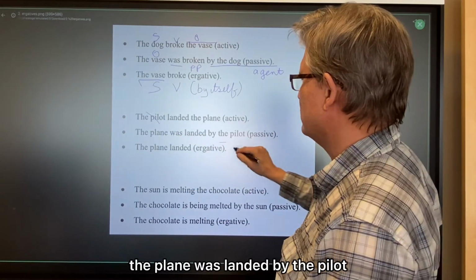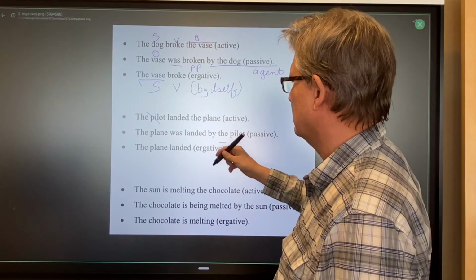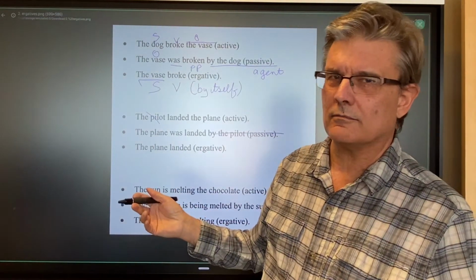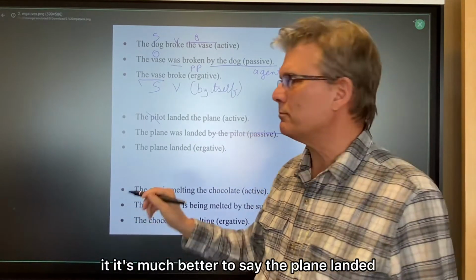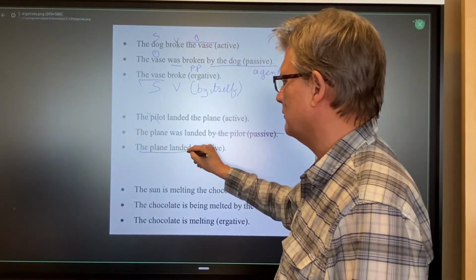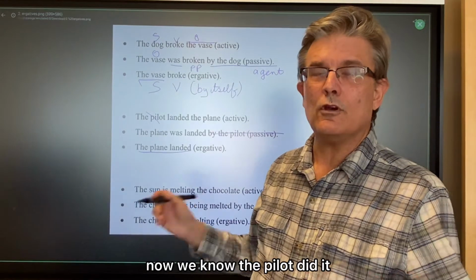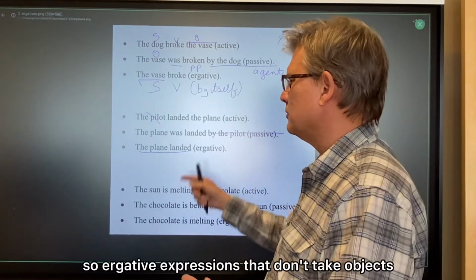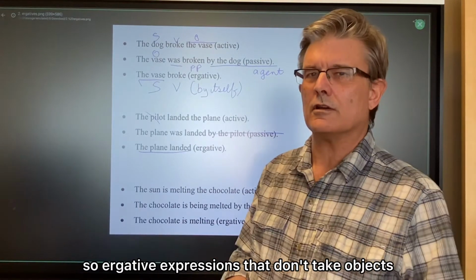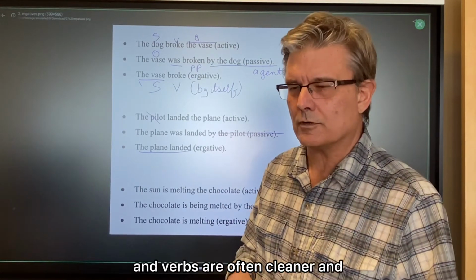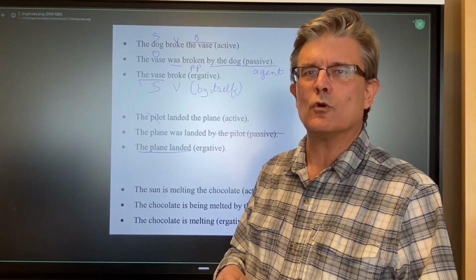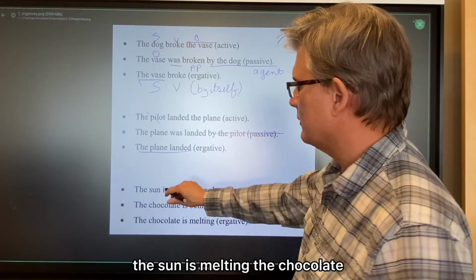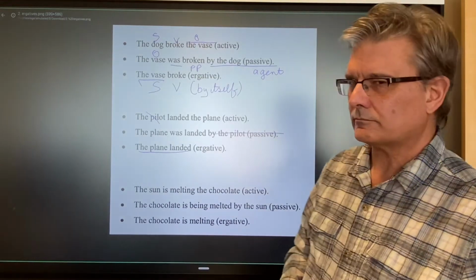The plane was landed by the pilot. Well, this is also boring because, well, who else is going to land it? It's much better to say the plane landed. Now, we know the pilot did it. We don't need to say it. It's understood. So ergative expressions that don't take objects, that just have subjects and verbs, are often cleaner and more accurate.